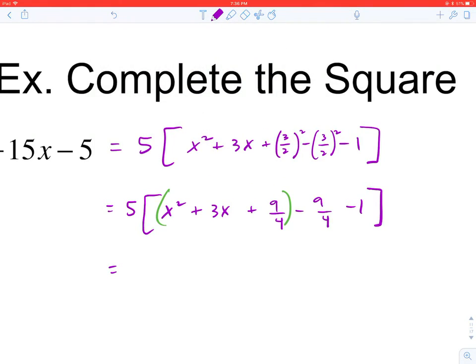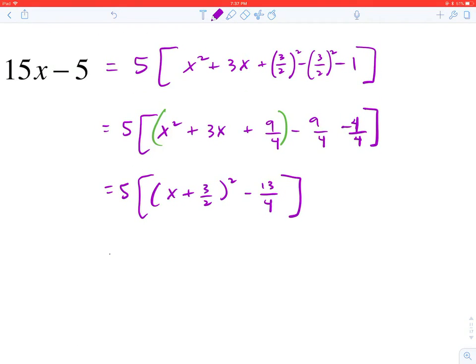Okay, that's our perfect square trinomial in the green parentheses. So that will factor to be x plus 3 halves squared. Remember, I look to what that coefficient is and divide it by 2 to figure out what this constant will be. And negative 9/4, I can think of minus 1. I can also rewrite the 1 as minus 4/4. So that will be minus 13/4.